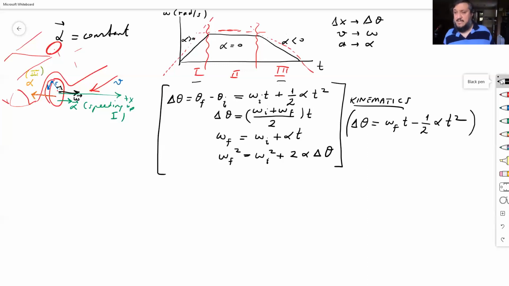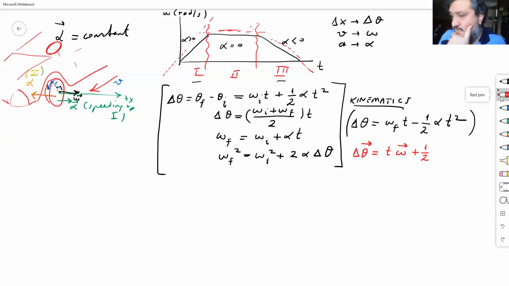All right, and if you want, you can write these as vectors if you really want to do that. Okay, let me just add it. So remember, these were vectors, right? So delta theta as a vector will be equal to t times omega plus 1/2 t squared times alpha, etc.